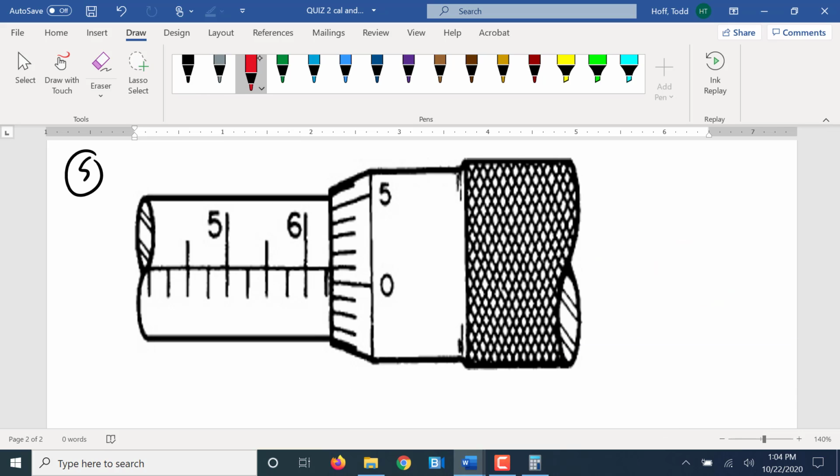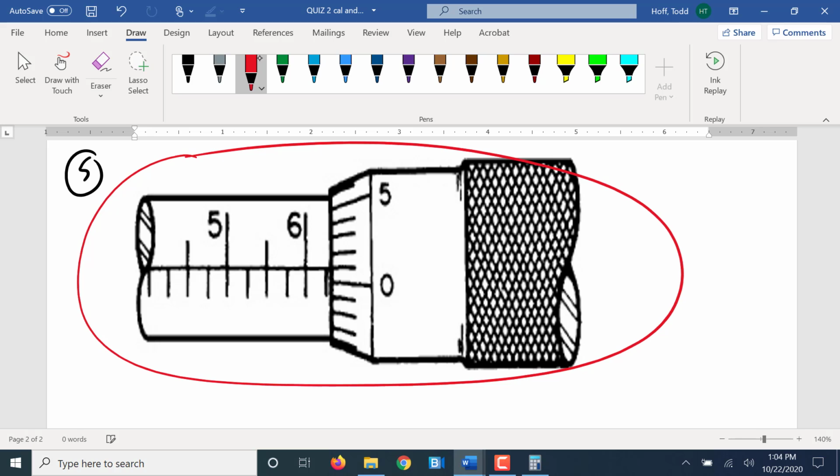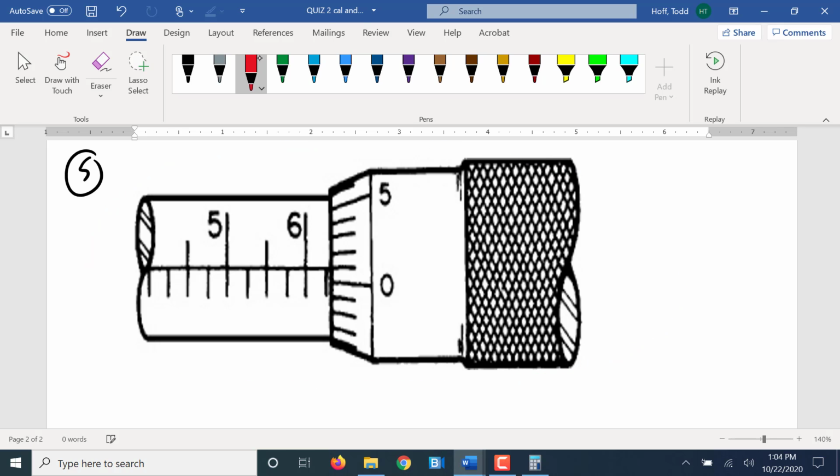And for question number 5, find the reading on this micrometer. So first of all, this is a standard micrometer because it's labeled in 1s here. A metric would be labeled in 5s, and because there's only 4 divisions between numbers. This is 0 inches, unless it's labeled as a 1 to 2 or 2 to 3 micrometer. It starts out as 0 inches.